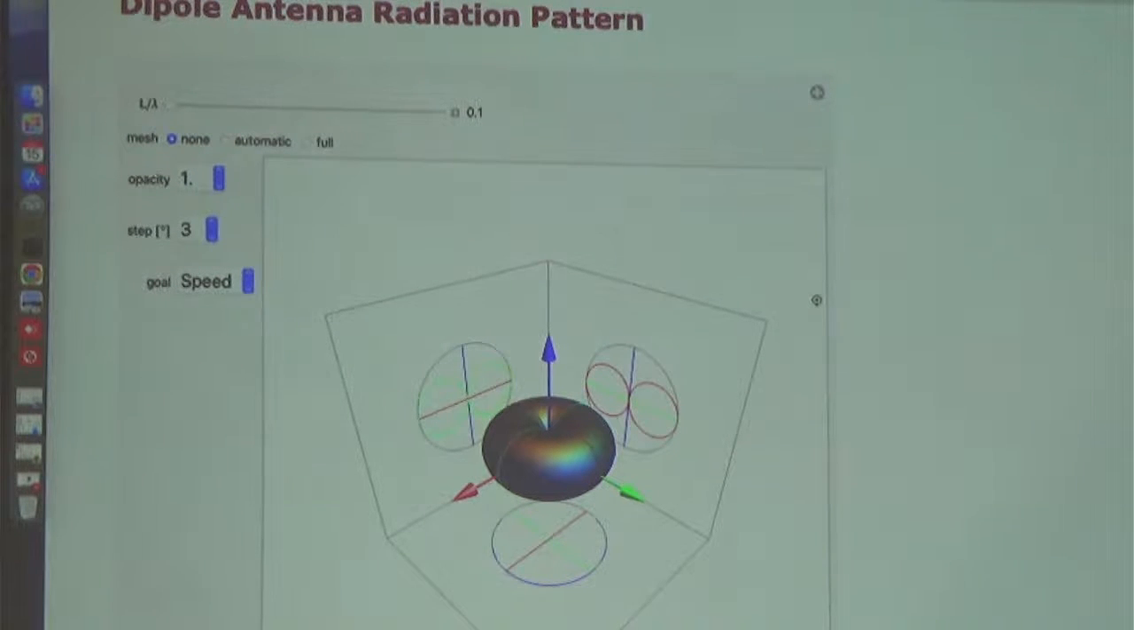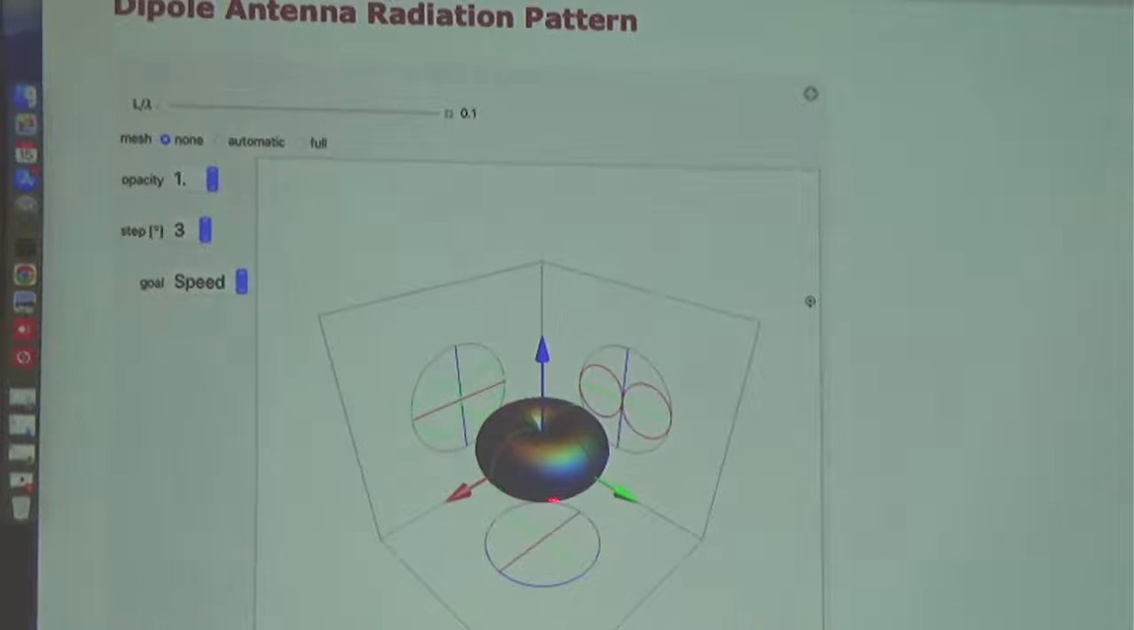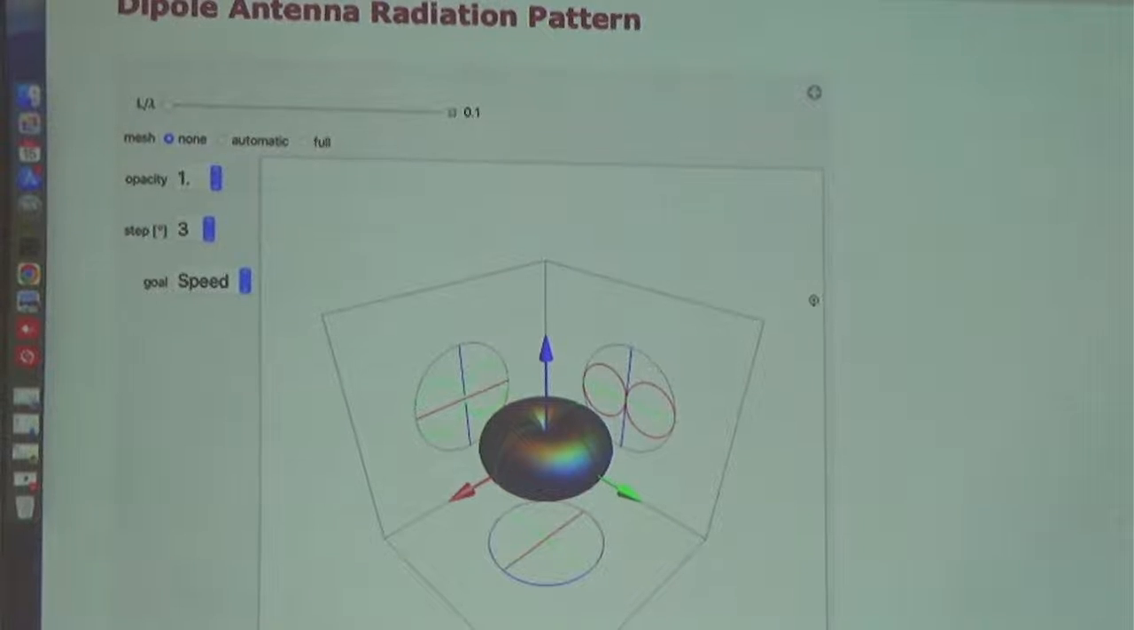When L by lambda is small, we enter a regime called the electrically small dipole antenna, or electrically small antenna. So we start off with L by lambda of 0.1, which is the least you can go in some way. What you see here is a very toroidal pattern. This is very similar to Larmor radiation, as you may have studied in physics, because the mechanism remains the same. The motion of electrons in the antenna is the same as the motion of electrons in magnetic fields in the galaxy. There's no difference, both are Larmor radiation.